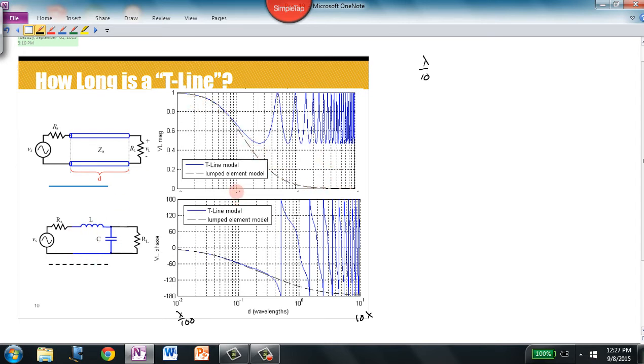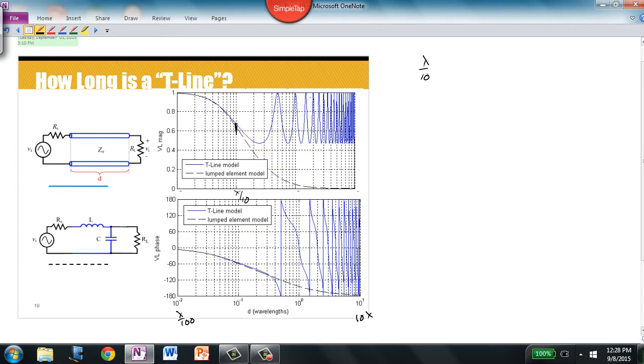And we see that they start separating appreciably right about here, which is lambda over 10. And so for values of transmission line length that are less than lambda over 10, we see that the lumped element and the transmission line model give us about the same value. Whereas above that, they really start to separate, and we can't rely on lumped element model analysis anymore. It gives us incorrect results.